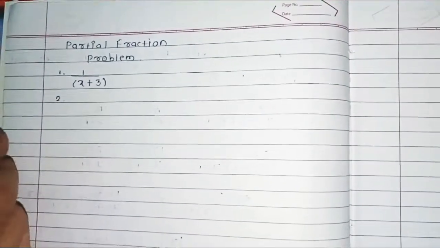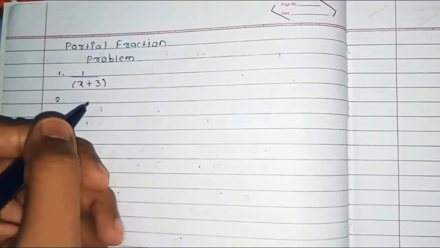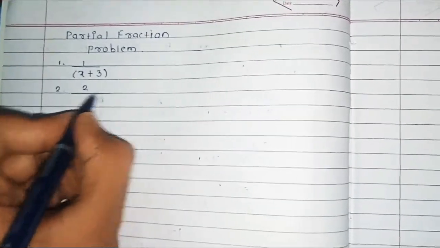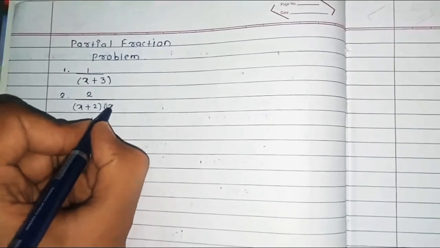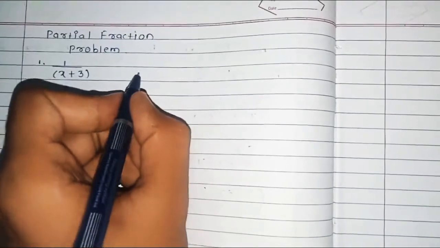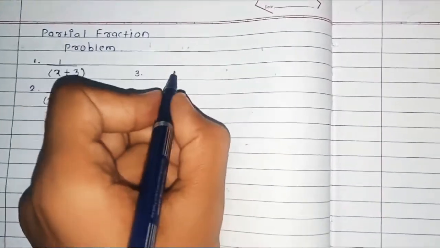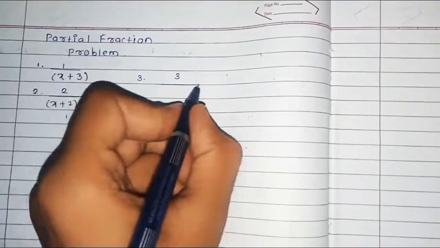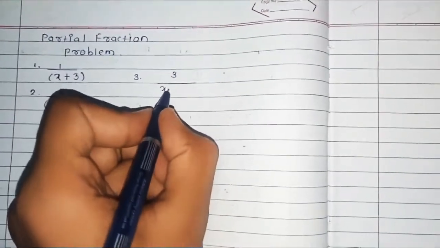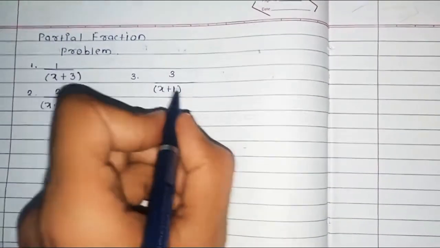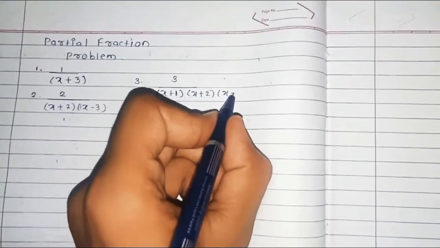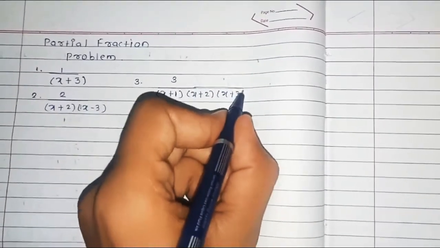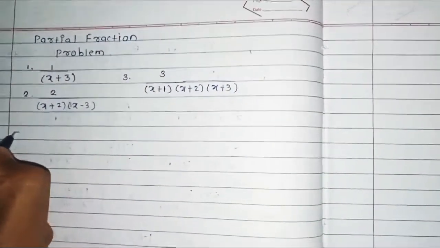How to solve these three examples using partial fractions: 2 upon (x plus 2)(x minus 3), and 3 divided by three terms, x plus 1, x plus 2 and x plus 3. Choose any one. How to solve? Step by step.